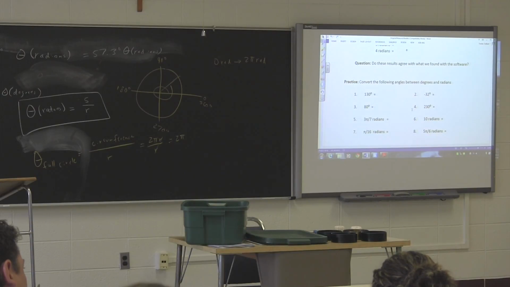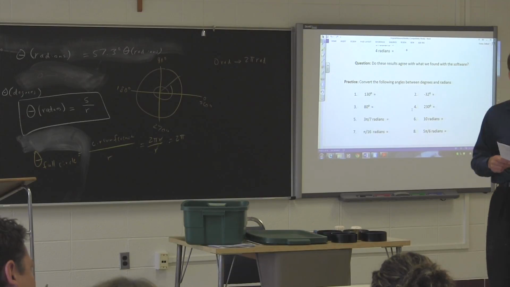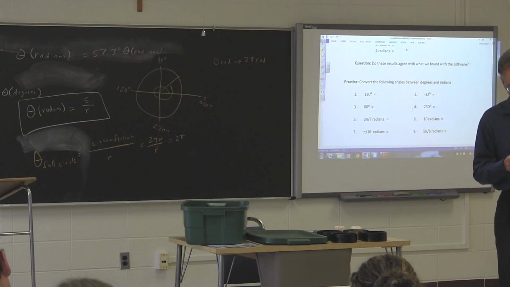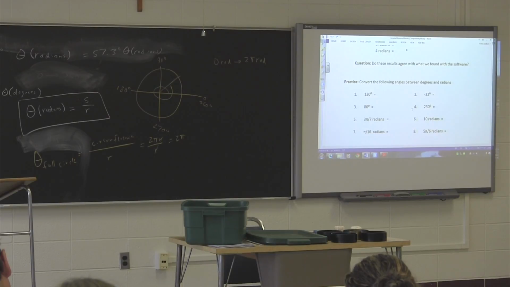All right. For number 5, I wrote 3 pi over 7 radians. What's that in degrees? 77.1. Good. 10 radians? 573 degrees. Good. Pi over 16?